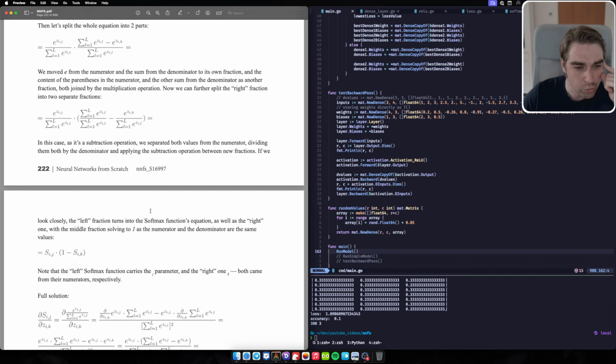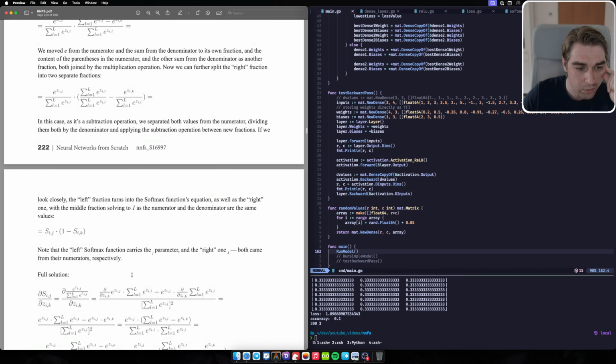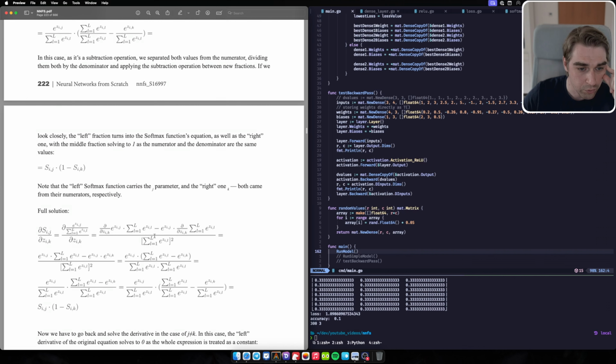With the middle fraction solving to 1 as the numerator and the denominator are the same values. So in both cases i is for the sample, and j and k. Note that the left softmax function carries the j parameter and the right one k, both came from the numerators respectively. So full solution.